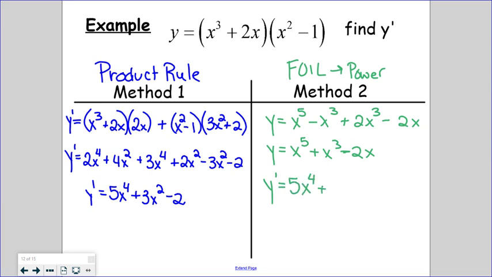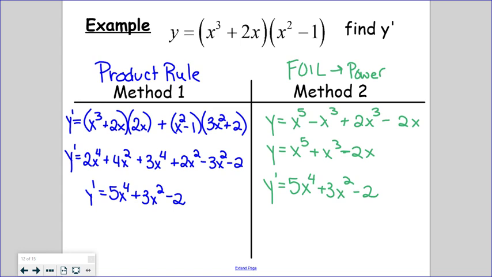5x to the fourth plus 3x squared minus 2. And you can see we got the exact same answer. Now, could we have done that on the first example we did with product rule? If you go back and look, it's also just a binomial times a binomial. So when would we not be able to? Why wouldn't we just always do that? Doesn't that seem a lot easier, right?